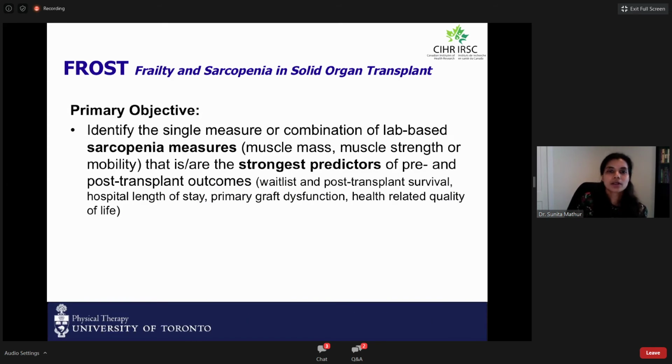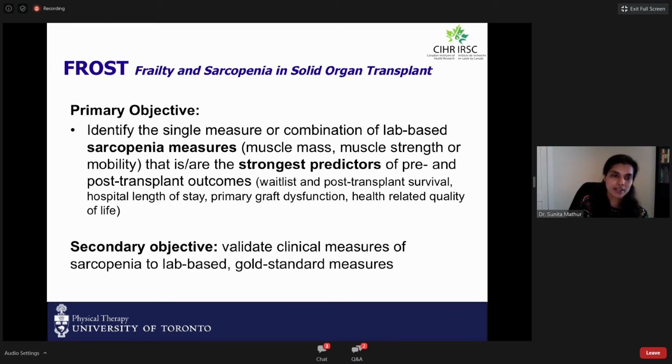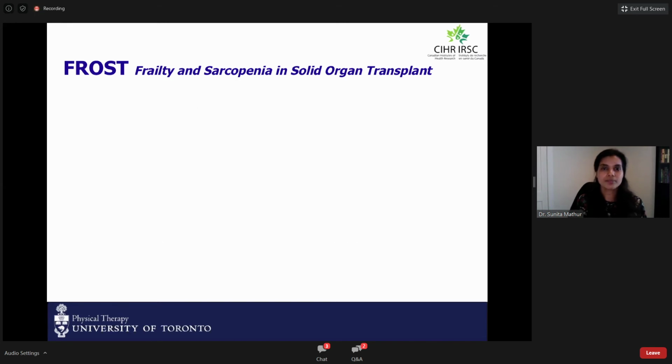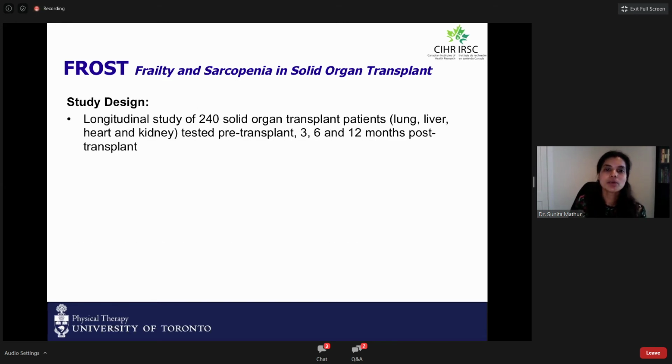So for our current sarcopenia study, we're trying to identify a single measure or a combination of sarcopenia measures that are the strongest predictors of pre and post-transplant outcomes. And so those are things like survival on the wait list, hospital stay, dysfunction of the organ, and health-related quality of life. And we're also trying to validate clinical measures of sarcopenia to lab-based gold standard measures. So in this study, we're including 240 solid organ transplant patients. So again, lung, but in addition to that, liver, heart, and kidney.